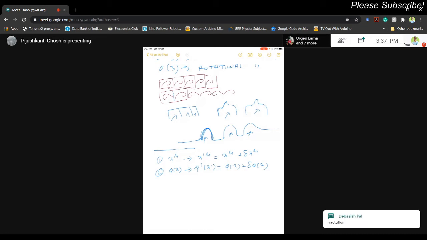So for space function, it is space-time coordinate. For transformation, there is a change in the coordinates.